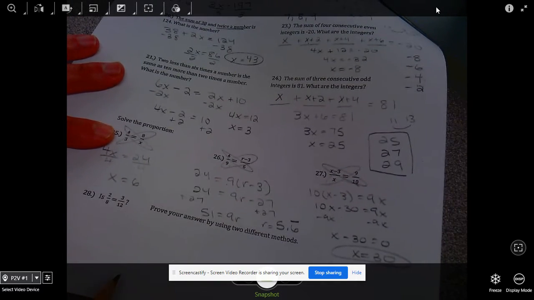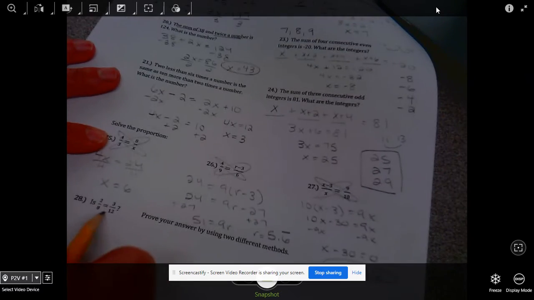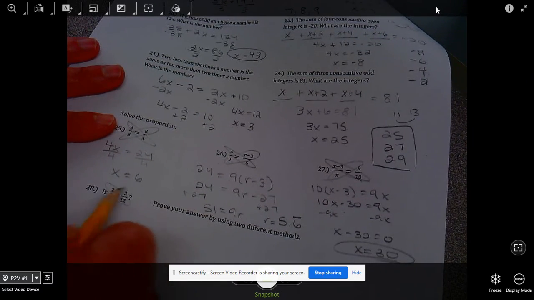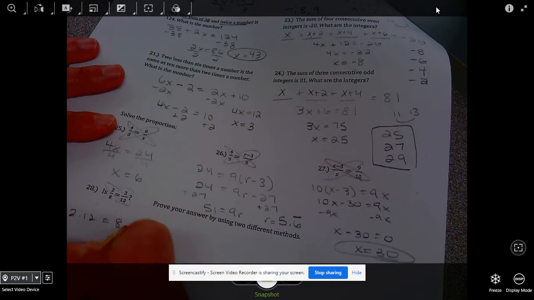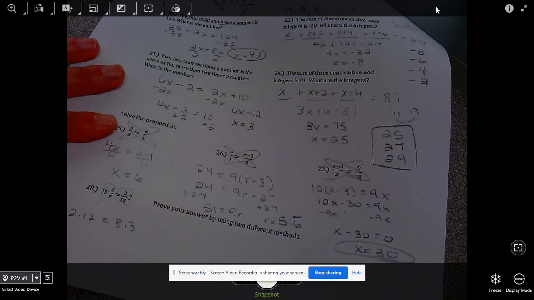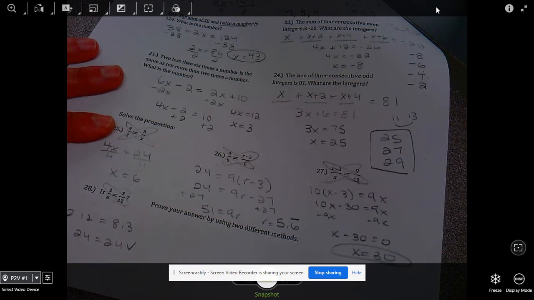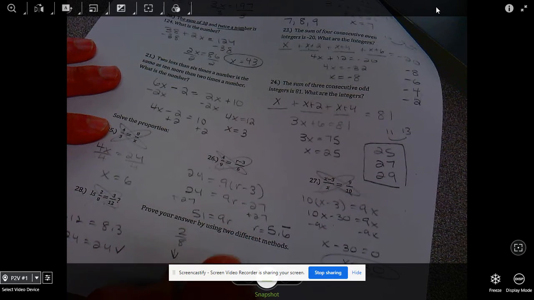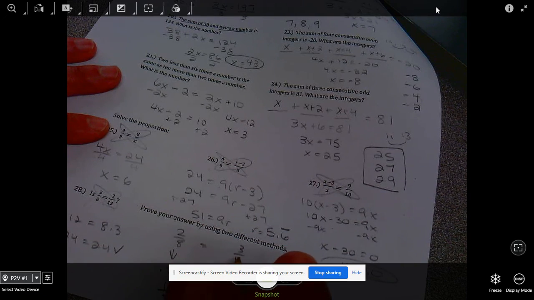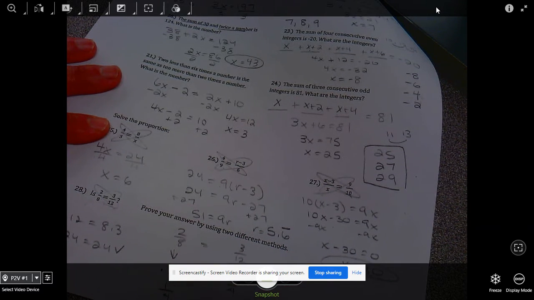Next one is prove that this is true or not true using two different methods. So if we cross multiply, does 2 times 12 equal 8 times 3? 24 equals 24, yep. And also 2 divided by 8, when I put that in my calculator, 2 eighths is 0.25, or if you reduce it, 1/4. 3 twelfths, if you reduce it, that's 1/4 as well, which is 0.25. So yes, use two different methods. All right, pause the video and try the next page on your own.